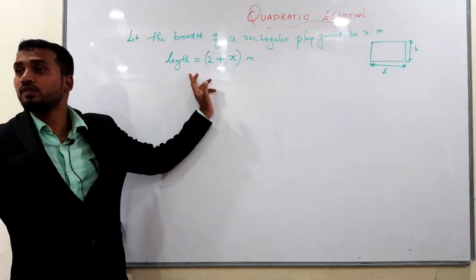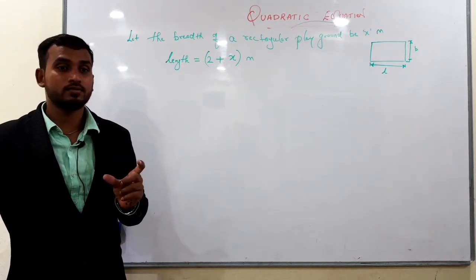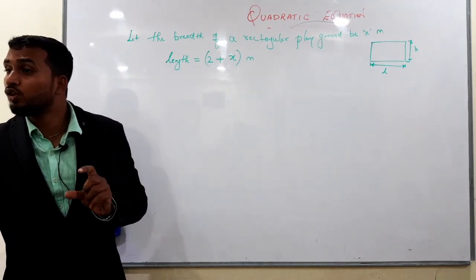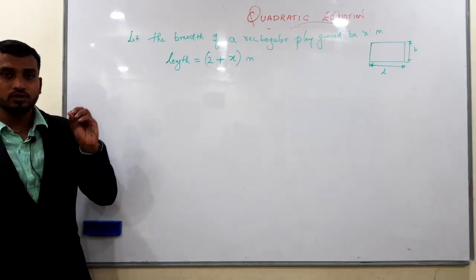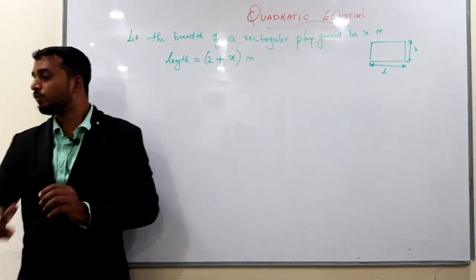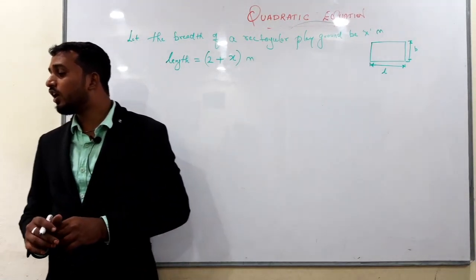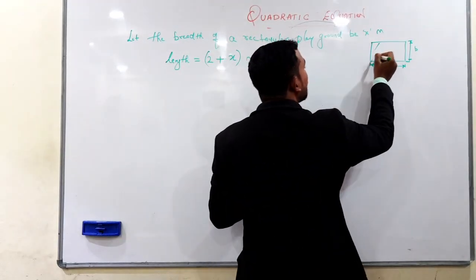Then it is more. More means we should write plus. Less means we should write minus. Product means we have to multiply. So these are the basic terms we use in mathematics. Understood? Now come to the question. If the area of the playground is 195 square meters, so what is the area of this playground?